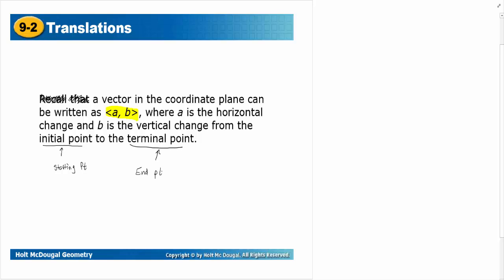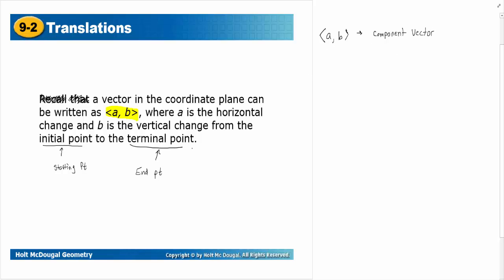So I'm going to give you an example of a vector before we move on, and this is again a vector that's only giving you the horizontal and the vertical change. So the other name for this, when you have a vector written in this form, it's got a name, so I'm going to tell you. This is called a component vector.